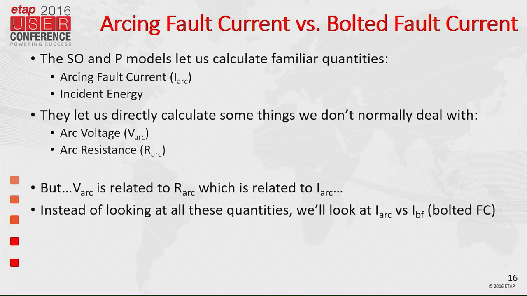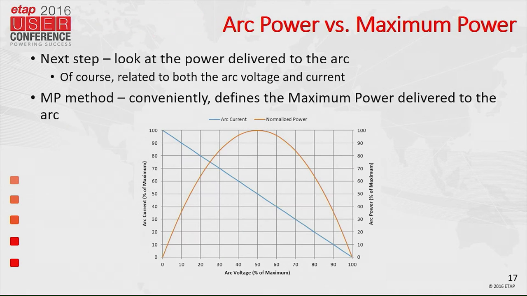If you have a circuit breaker, a fuse, or a relay in a system, it's going to clear the fault in a certain amount of time. How quickly that operates depends on how much arcing fault current you have, so it's a very important thing to look at and get a handle on. The other thing we looked at was arc power versus the maximum power. The maximum power method calculates the maximum power to the arc, but what about the other two, and how much power delivered to the arc did they give us versus the maximum power method?